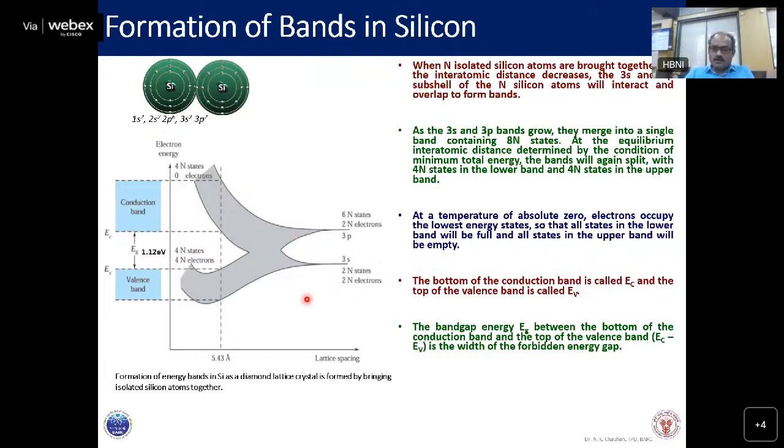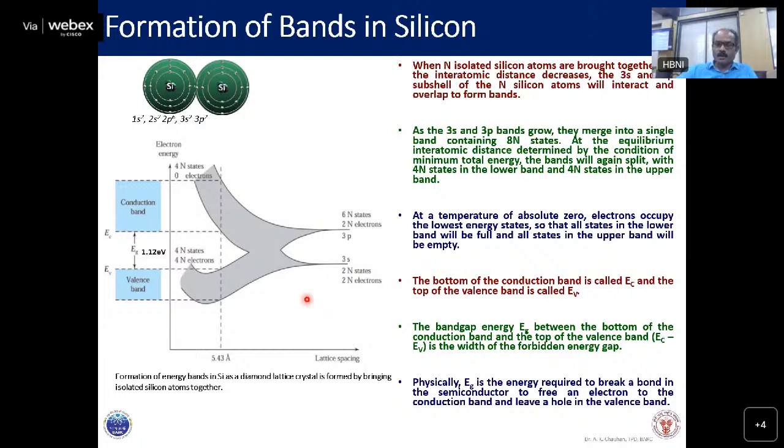So this is the formation of energy bands in silicon. Physically, the Eg value is the energy required to break a bond in the semiconductor to free an electron to the conduction band and leave a hole in the valence band. So suppose all these electrons at 0 Kelvin were in the valence band, and the conduction band was totally empty.